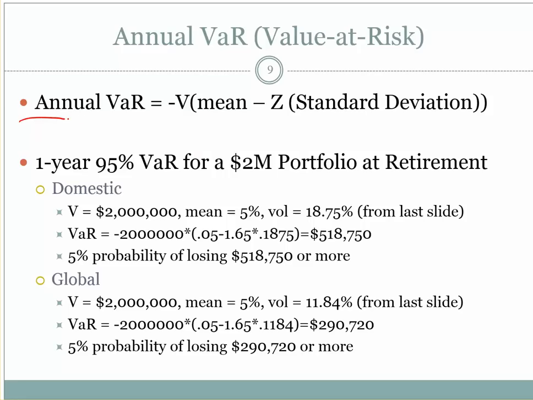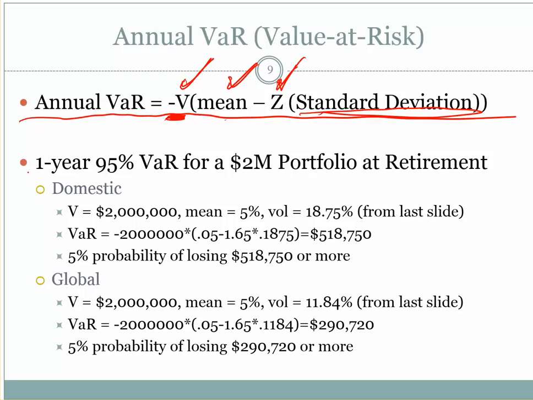Our formula we're going to use for an annual VAR is going to be V times the mean minus Z standard deviations. The V is the value of our portfolio, say at retirement. The mean is the expected return of the portfolio. Z is our standard normal variable, which is going to be set equal to 1.28, 1.65, or 2.33 standard deviations. And the standard deviation will be the standard deviation of our portfolio. So for example, let's calculate a 1-year 95% VAR if you have $2 million invested in a portfolio at retirement.